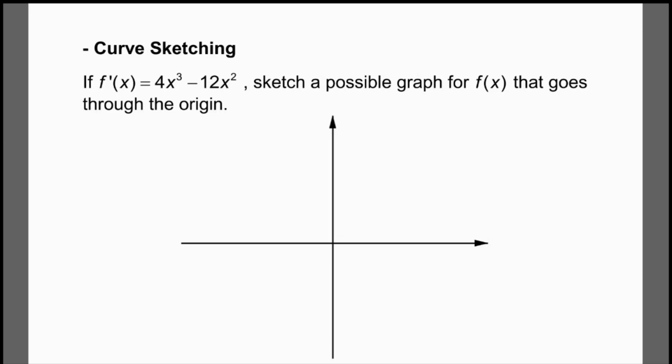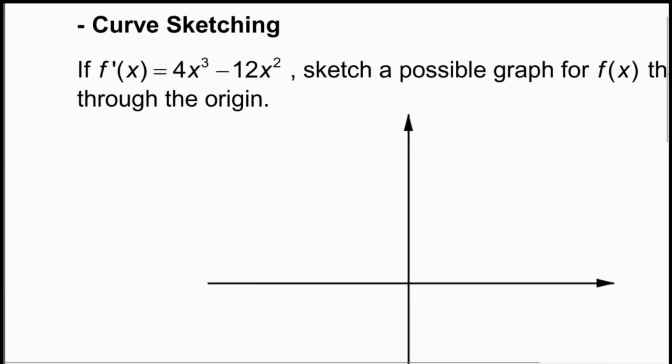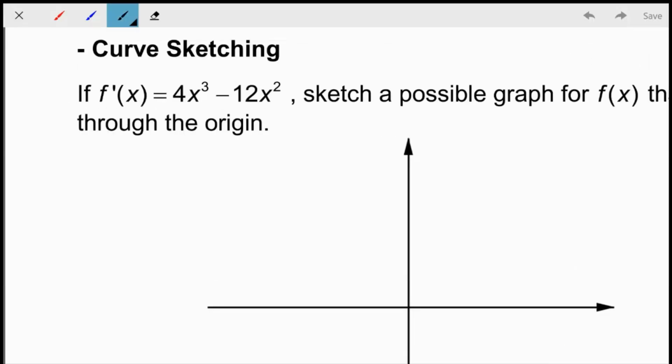Okay, so what we're given here is the derivative. And what it says is to sketch a possible graph of the function that goes through the origin. So what we're going to do is use the information like we've been looking at for the behavior of our function and for extreme points. We're going to use the same type of information, but we're going to piece it together to create a graph.